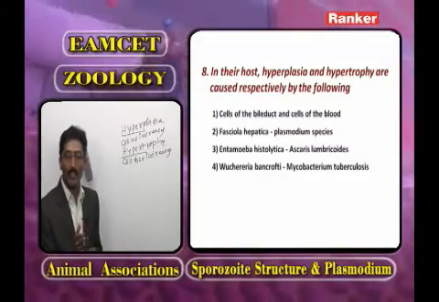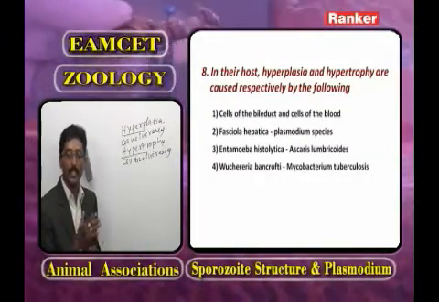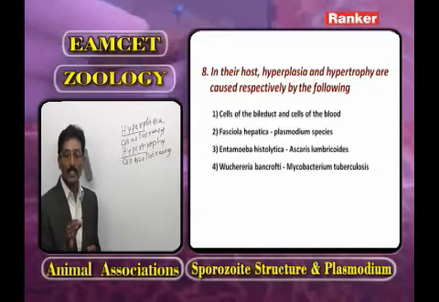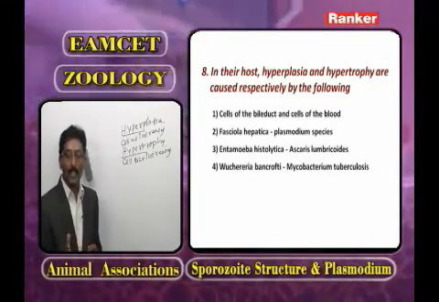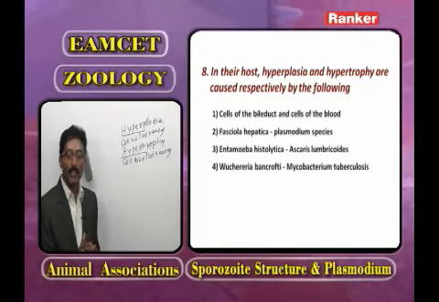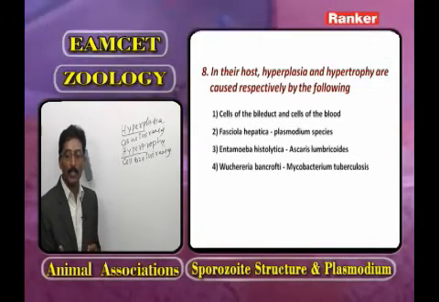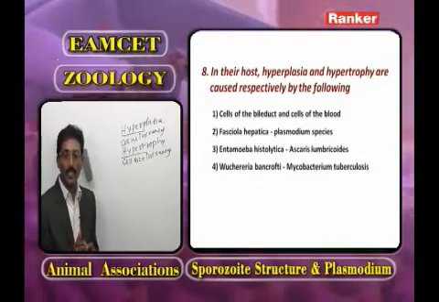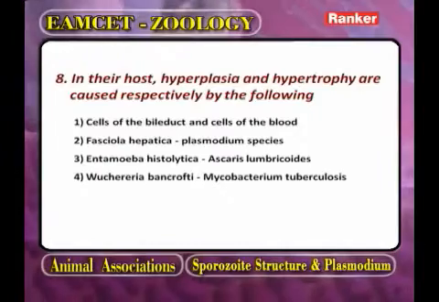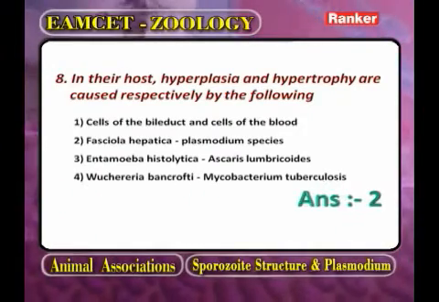Now here, what is the correct answer? Hyperplasia, hypertrophy caused respectively. One is the cells of bile duct and cells of the blood. Second one, hyperplasia caused by Fasciola hepatica, hypertrophy caused by Plasmodium species. So here the correct answer is the second one. Now we go for the next question.